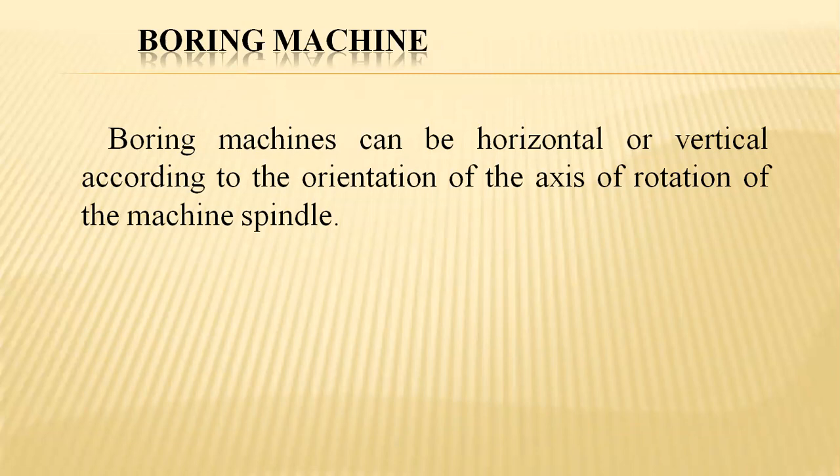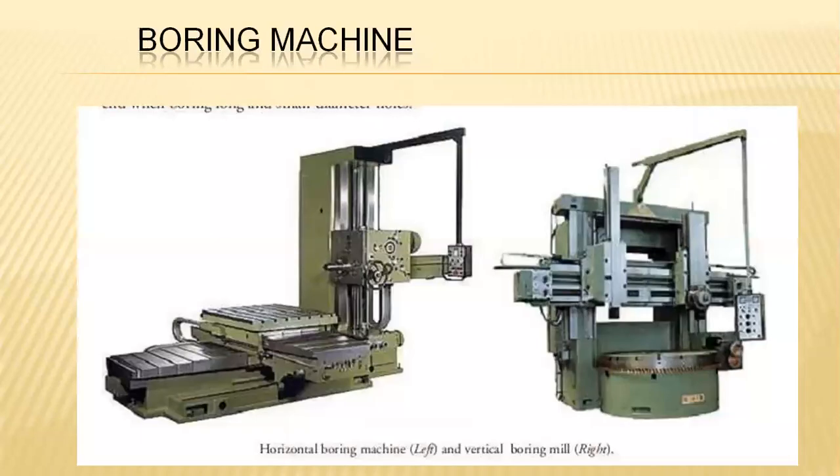These machines can be horizontal or vertical, as we have discussed, classified according to the orientation or axis of rotation of the machine spindle. These are the horizontal boring machine and the vertical boring machine. See, consider here the tool position is getting varied.